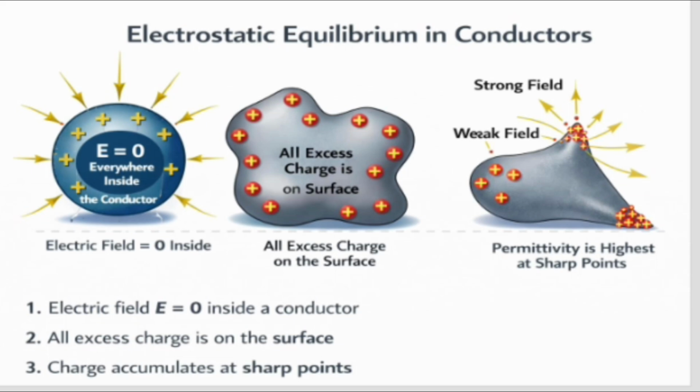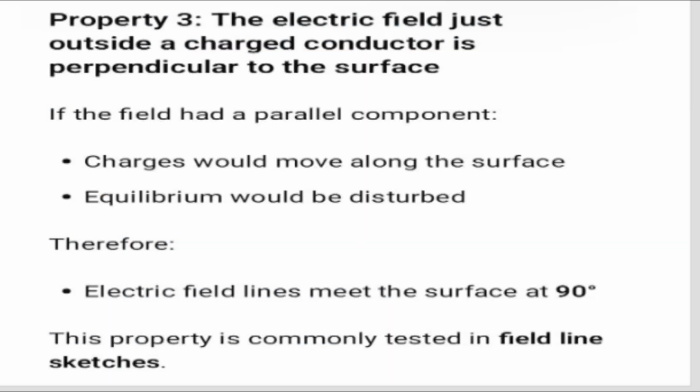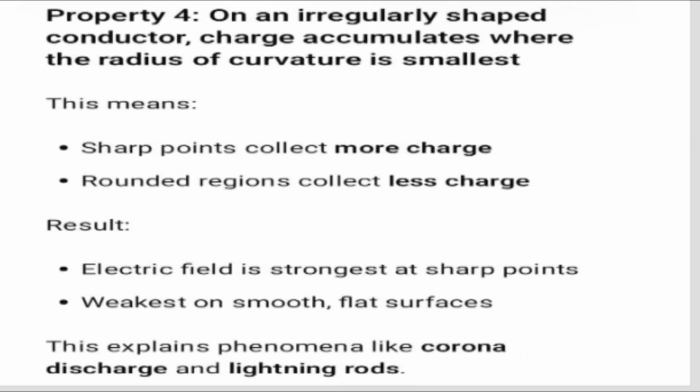That was the third property: if the field had a parallel component, charges would move along the surface, so the electric field just outside the charged conductor is perpendicular to the surface. The fourth property is that on an irregularly shaped conductor, charge accumulates where the radius of curvature is smallest. This just means at sharp points it collects more charge, and rounded regions collect less charge. So the electric field is strongest at sharp points and weakest on smooth flat surfaces. This explains phenomena like corona discharge and lightning rods.